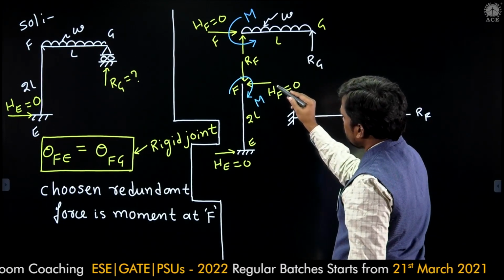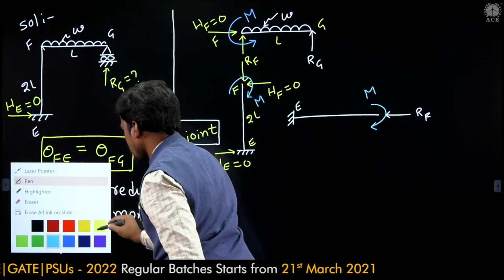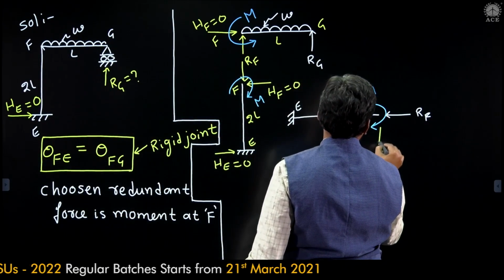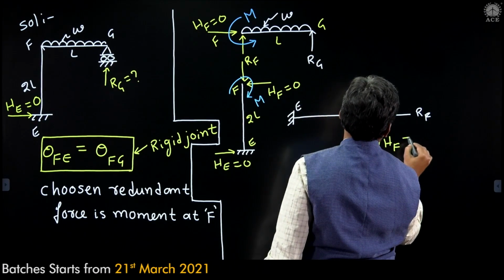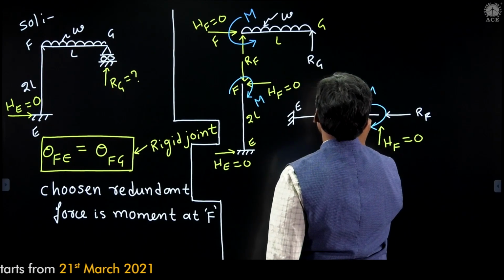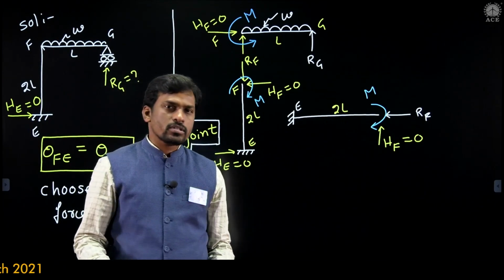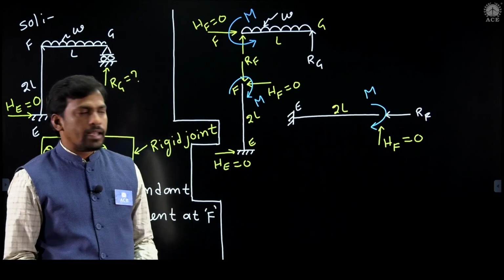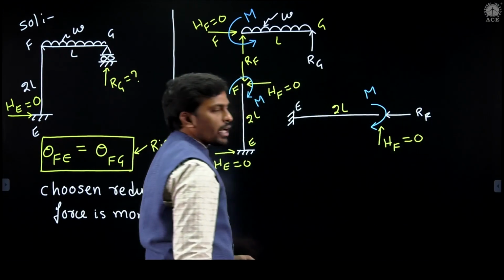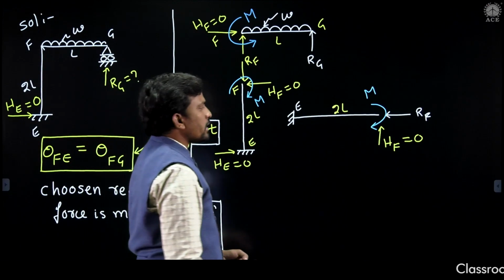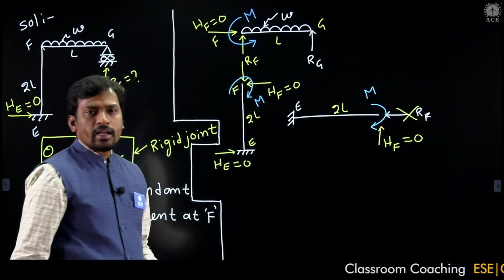And after rotating this, this will become upward. So this is upward, HF equals 0, and length is 2L. Then don't consider axial force. In the question it is given that axial deformations are neglected. Which one is the axial deformation? Now this is the axial deformation, right? RF. So don't consider RF here, because axial deformations are neglected.